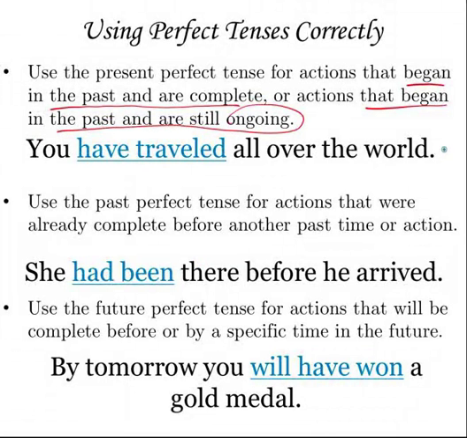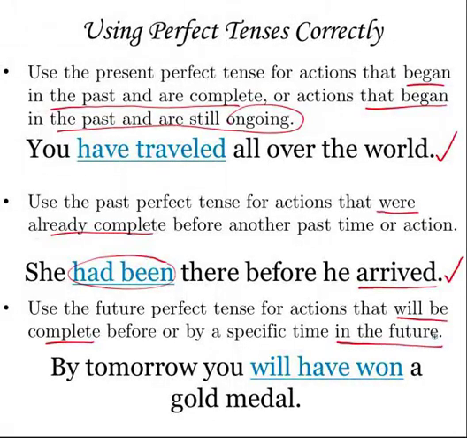You have traveled all over the world. You use the past perfect tense for actions that were already complete before another past time or action, the past of the past. She had been there before he arrived. So we're talking about something that happened before a past event, past of the past, past perfect. And finally, you use the future perfect tense for actions that will be complete before or by a specific time in the future. By tomorrow, there's our clue, you will have won a gold medal.